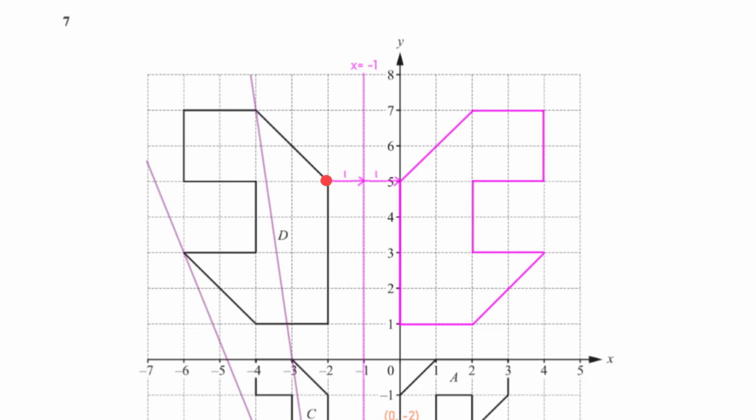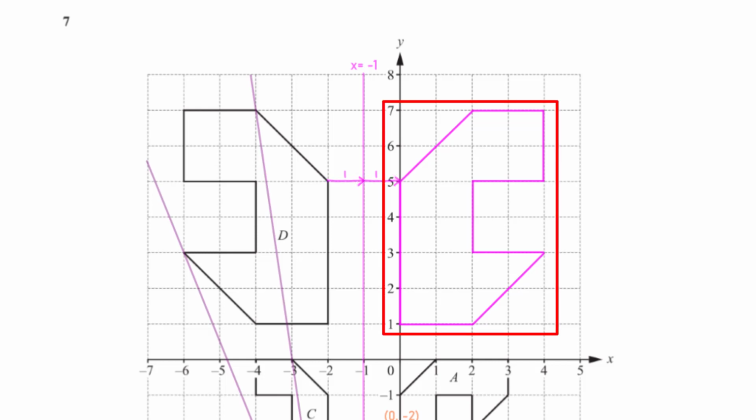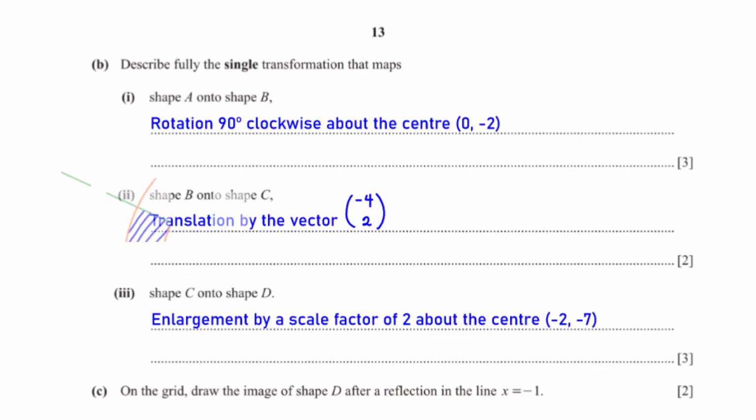So for this point on shape D, since we move 1 unit to the right to touch the line of reflection, we also need to move 1 unit to the right from the line of reflection to pin its new position. We need to repeat the same process for the rest of the vertices of shape D. When we are done, we are able to map out the reflected image of shape D.